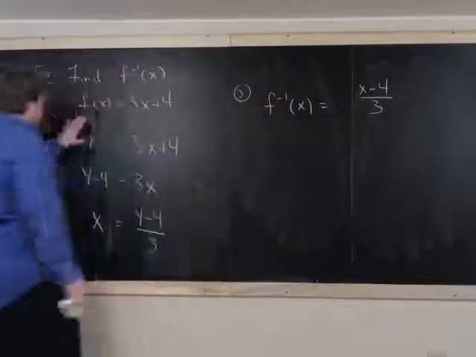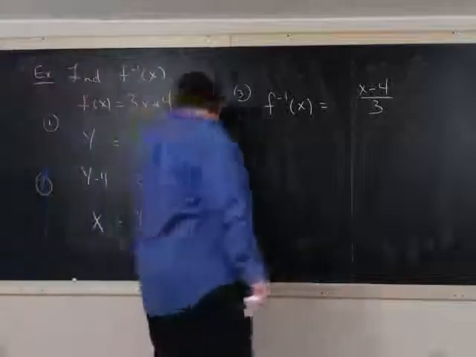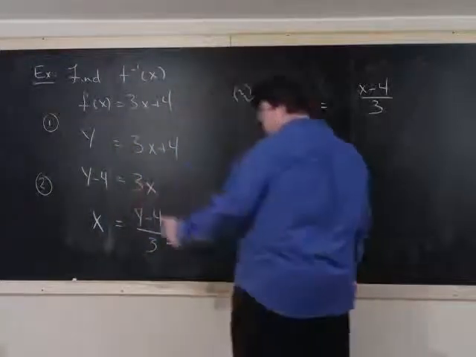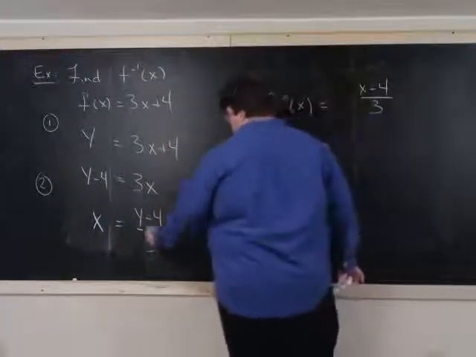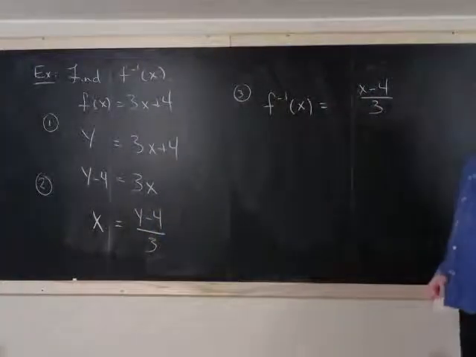Step 1, replace f of x with y. Step 2, solve for x. Step 3, rewrite this piece that you solved for, rewrite that with x's instead of y's. And that's your inverse function.